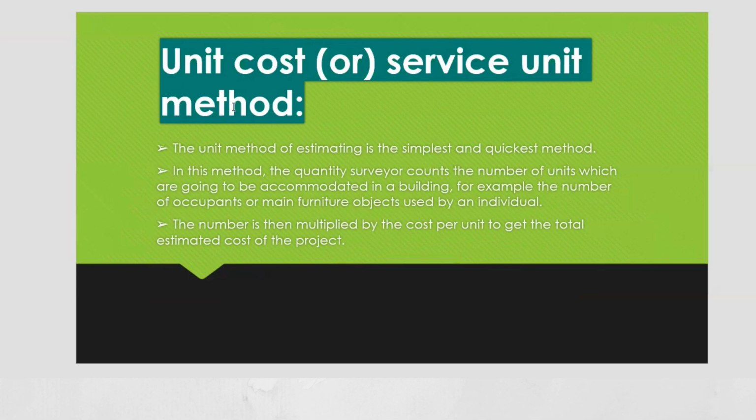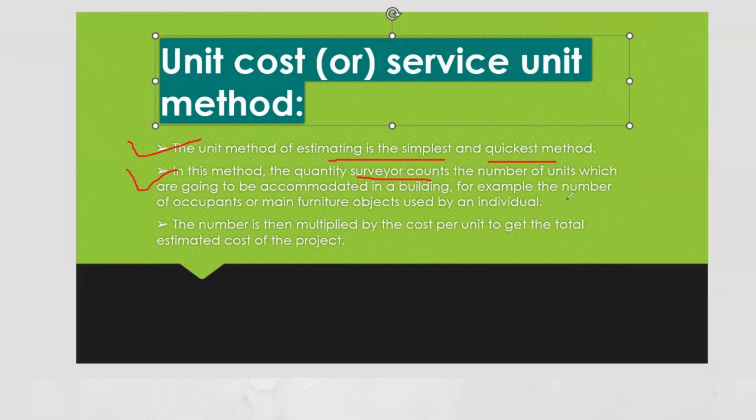Okay, we can say the estimate, but in that we are going to discuss this method. The unit method, or unit cost method, is the simplest and the quickest method. In this method, the quantity surveyor counts the number of units which are going to be accommodated in the building.